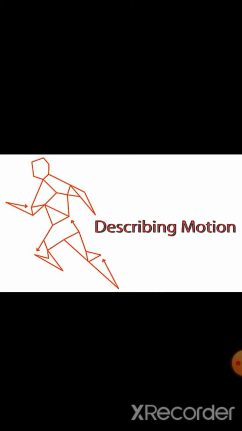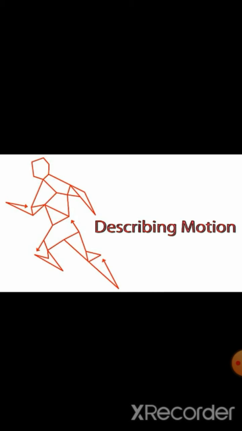But before we start our chapter, let us consider a few examples. A book lying on a table, a photo frame on the wall. Are these at rest or in motion? Yes, they are at rest.